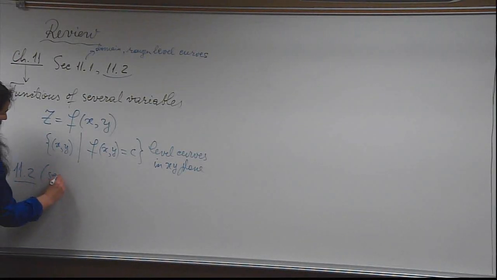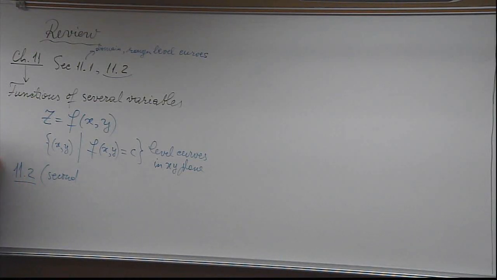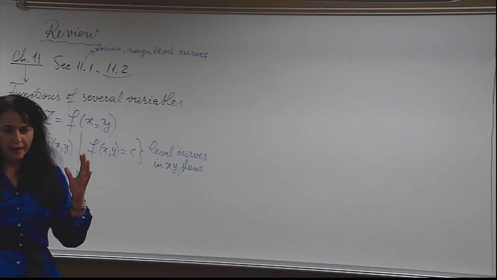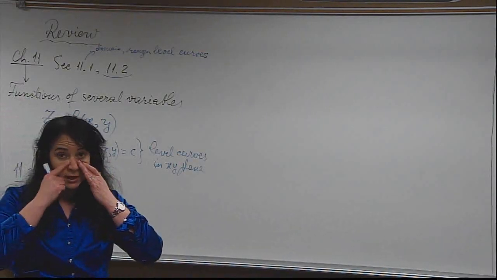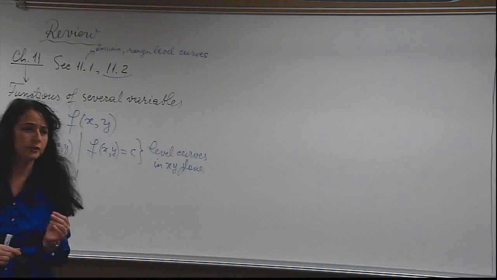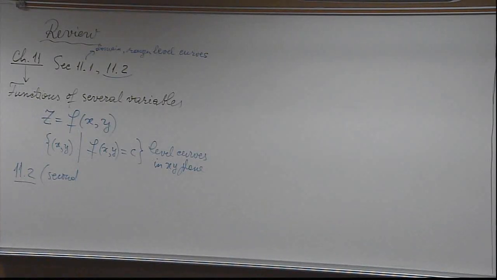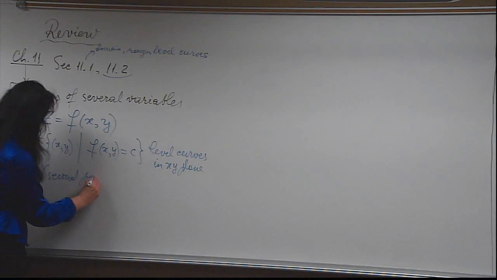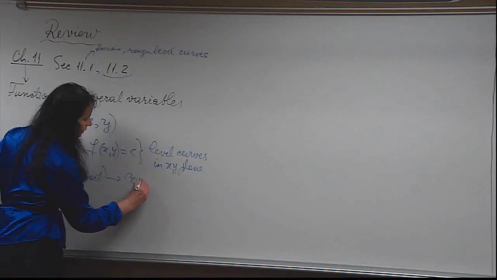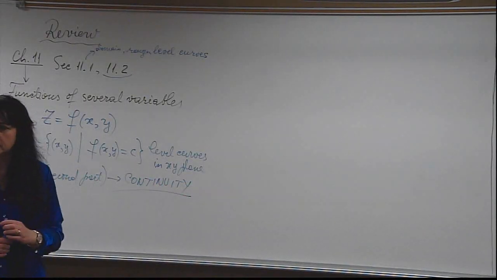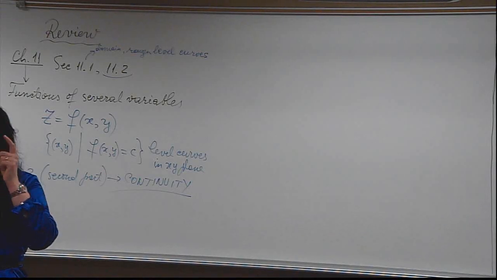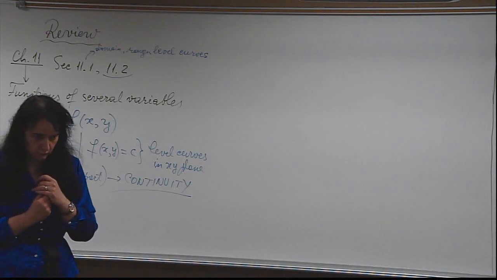11.2, second part. 11.2, first part was what? Was limits of functions, right, guys? We discussed properties of limits, algebraic properties of adding sums and taking a limit of a sum, taking a limit of a product of functions, taking the limit of a quotient of functions, when it exists, when it doesn't. Now, second part of 11.2 is called continuity. Continuity of what? Well, I'm too lazy to write it down, but it's continuity of functions of 2 variables. Right?